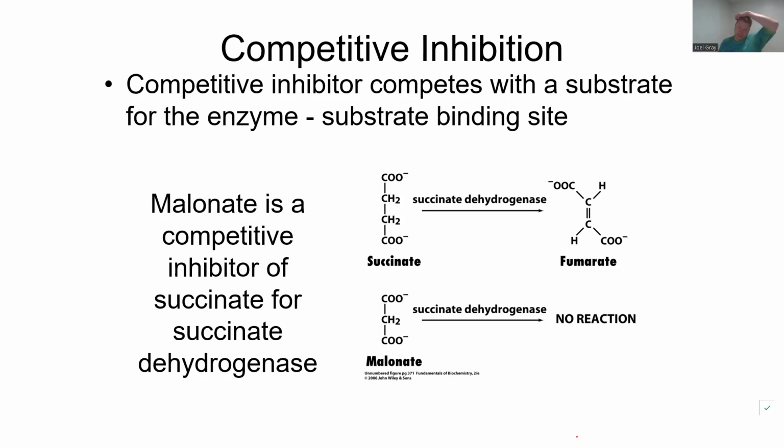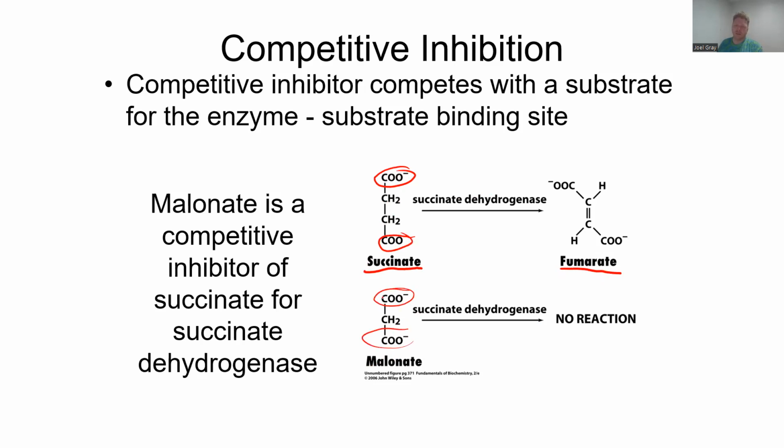we have an example of a competitive inhibitor here: the molecule malonate. Succinate is the natural substrate for the enzyme succinate dehydrogenase. This enzyme undergoes an oxidation reduction reaction to produce fumarate. Now, malonate is a molecule that, if you look at succinate, succinate has a carboxylic acid on the top and on the bottom.